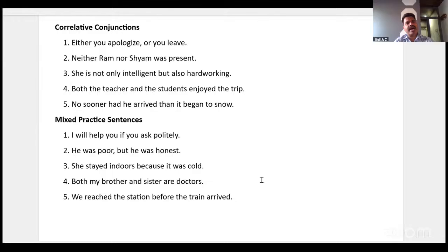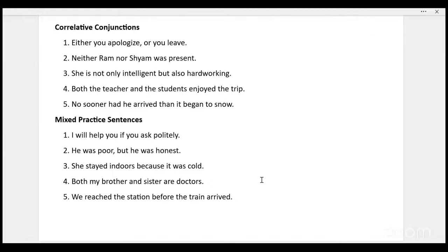So no sooner had he arrived than it began to snow means almost at the same time, but not exactly at the same time. So it means something like this: it began to snow immediately after he had arrived. Okay, so what are the conjunctions in those?